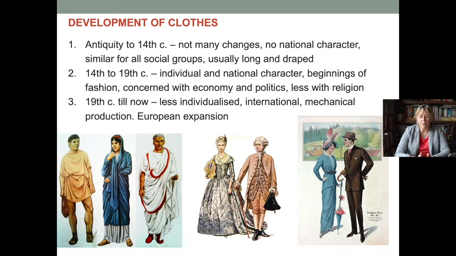There would be, of course, the ways to differentiate, let's say, the wealth, but it would be more concerned with the quality of fabrics and, let's say, some accessories like jewelry or expensive materials such as fur rather than in the shape of the clothes. Then from the 14th century to the 19th century, we have the second phase, here illustrated by a picture showing two noble people from around the 18th century wearing, as you can see, wigs, powdered wigs, and very expensive clothes made of expensive fabrics, perhaps silks, with embroidery sometimes in gold or silver thread. There is more individual and national character.